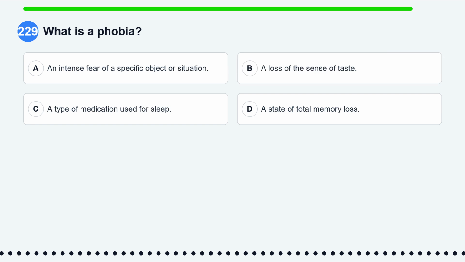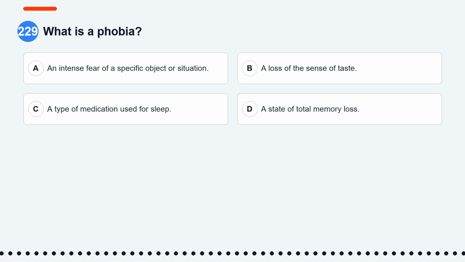Question 229. What is a phobia? Option A. An intense fear of a specific object or situation. Option B. A loss of the sense of taste. Option C. A type of medication used for sleep. Option D. A state of total memory loss.